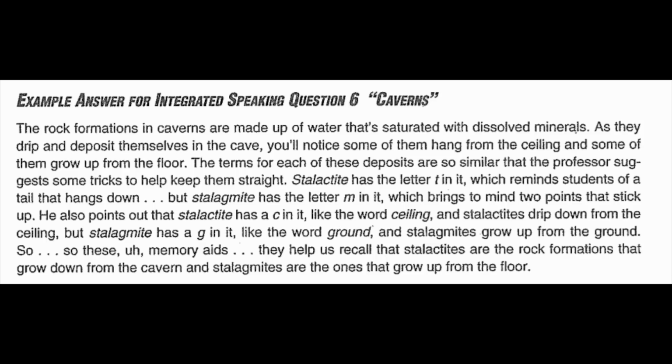The terms for each of these deposits are so similar that the professor suggests some tricks to help keep them straight. Stalactite has the letter T in it, which reminds students of a tail that hangs down. But stalagmite has the letter M in it, which brings to mind two points that stick up. He also points out that stalactite has a C in it, like the word ceiling, and stalactites drip down from the ceiling, but stalagmite has a G in it, like the word ground, and stalagmites grow up from the ground.